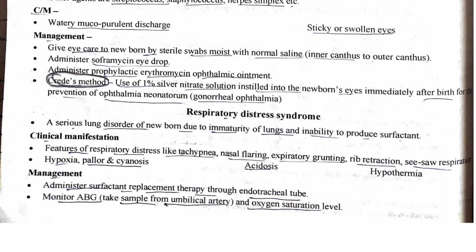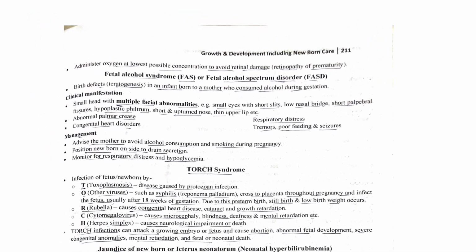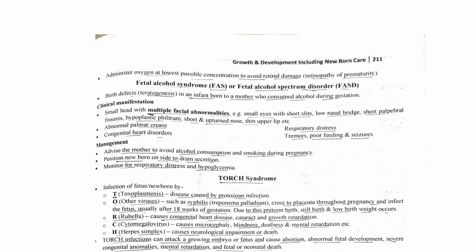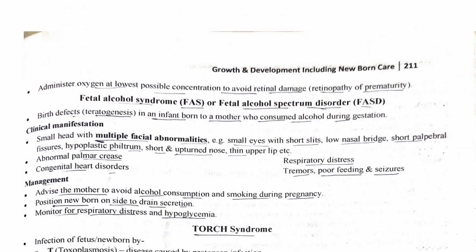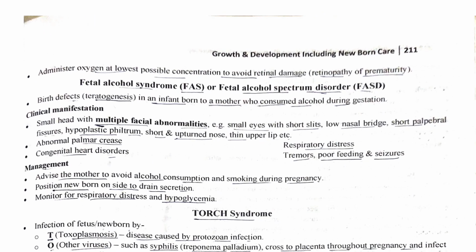Management: administer surfactant replacement therapy through an endotracheal tube. Monitor ABG, taking samples from the umbilical artery, and oxygen saturation level. Administer oxygen at the lowest possible concentration to avoid retinal damage, retinopathy of prematurity.